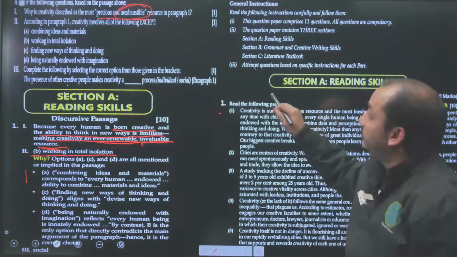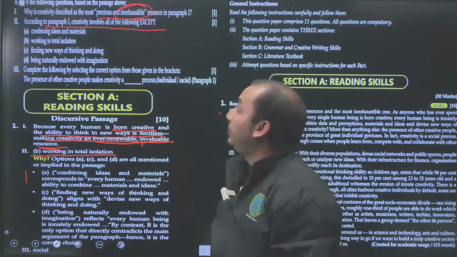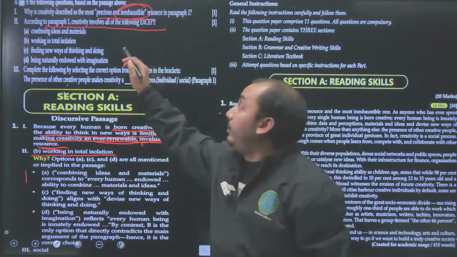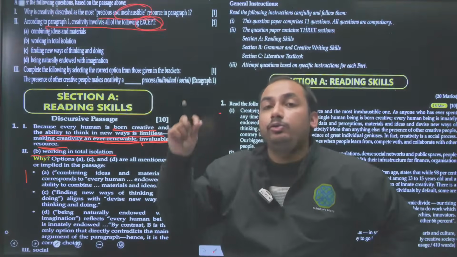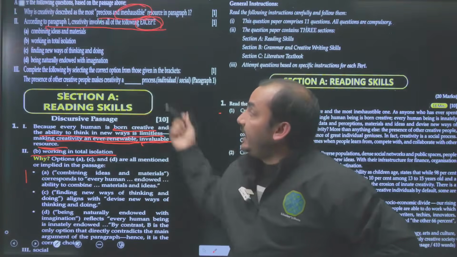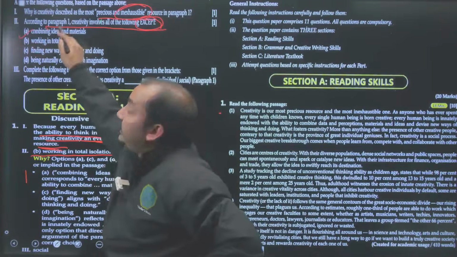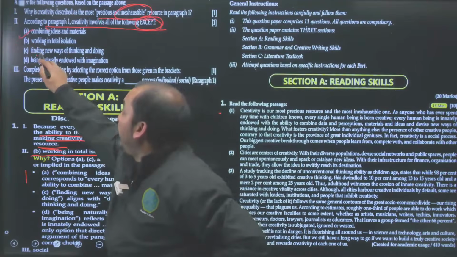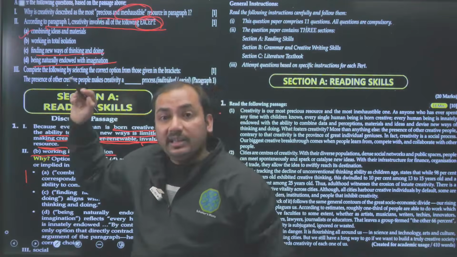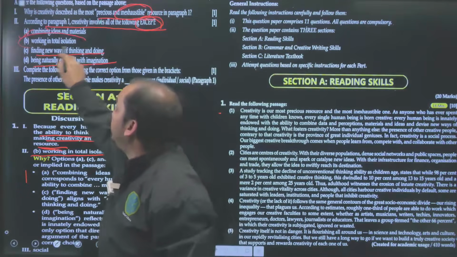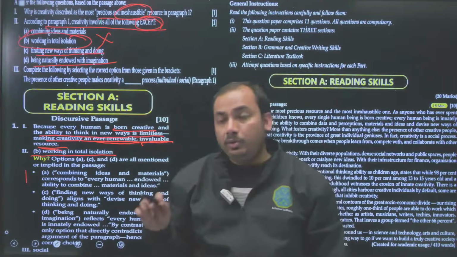The second question: according to paragraph 1, creativity involves all of the following except. Here the word except means that, according to the passage, you have to choose the option which doesn't state that. In the entire passage, combining ideas and materials was stated. Finding new ways of thinking was stated. Being naturally endowed with imagination was also mentioned in the passage, but this point was not mentioned in the passage. So this was the answer for question number 2.